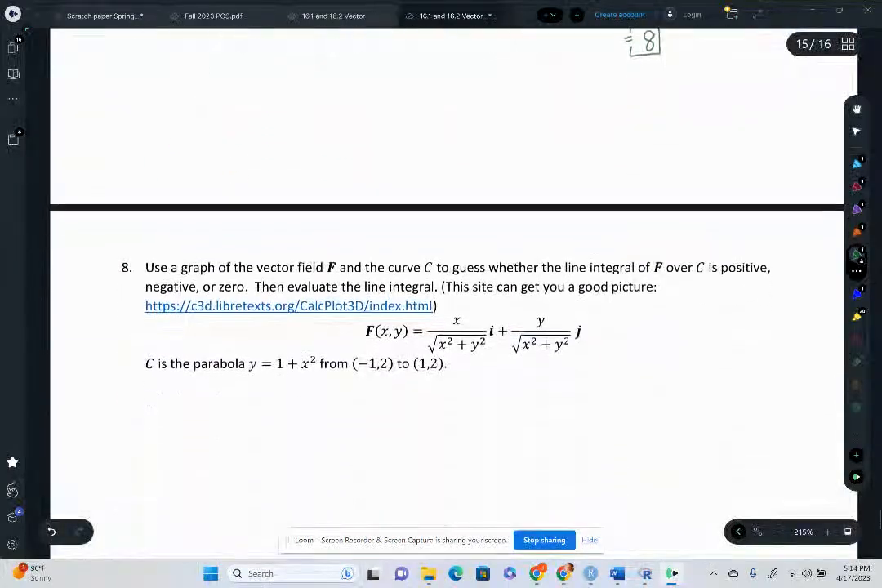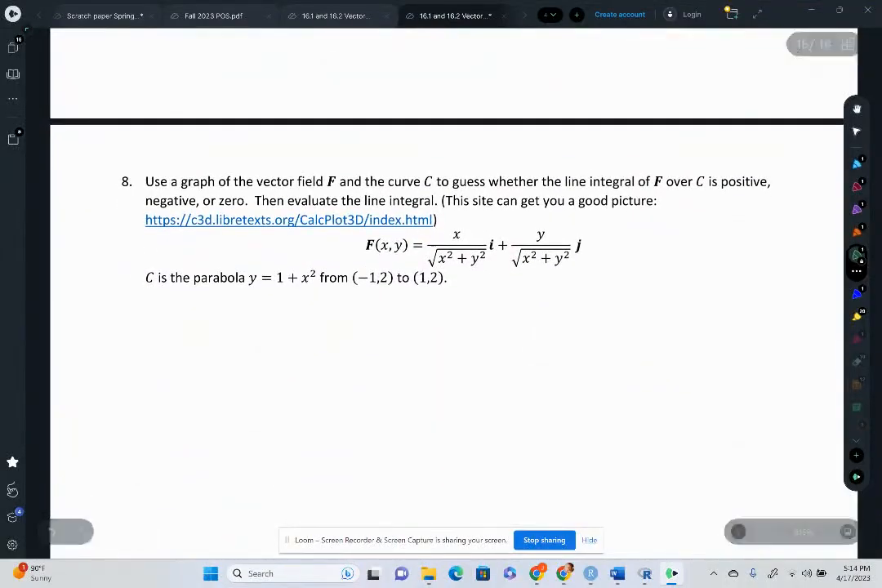Okay. The next example, we are asked to use a graph of the vector field F and the curve C to guess whether the line integral of F over C is positive, negative, or 0. And then we're supposed to evaluate the line integral.